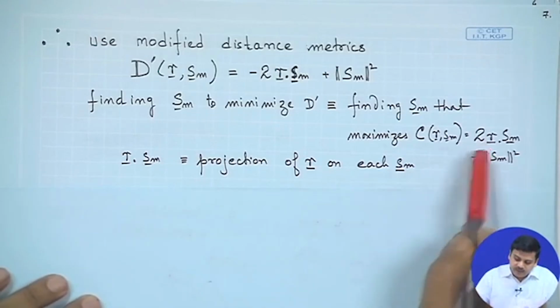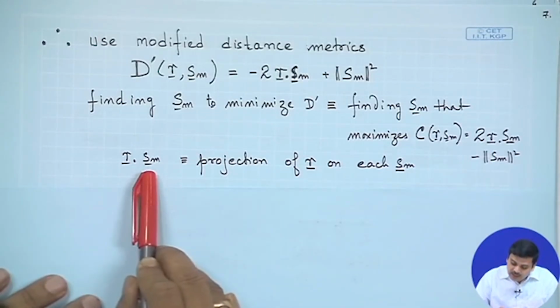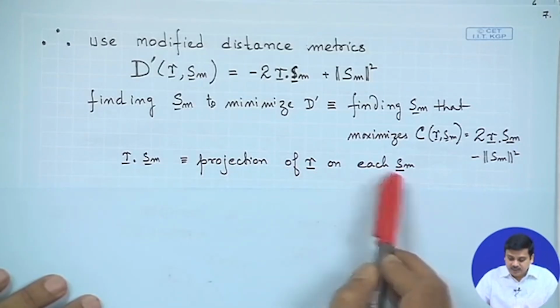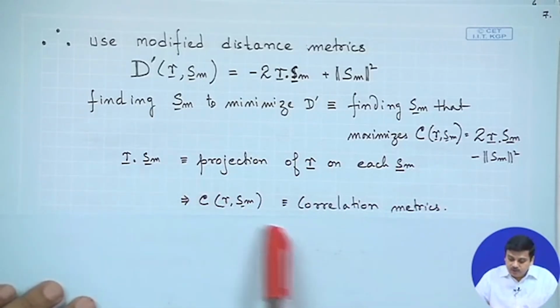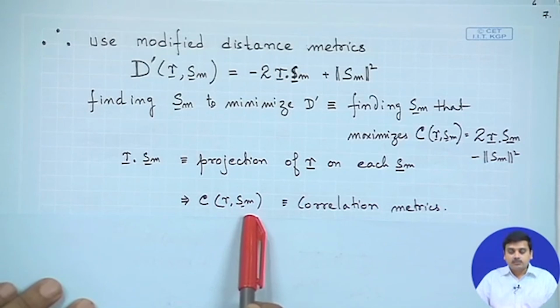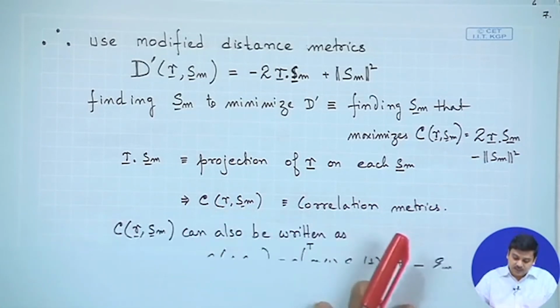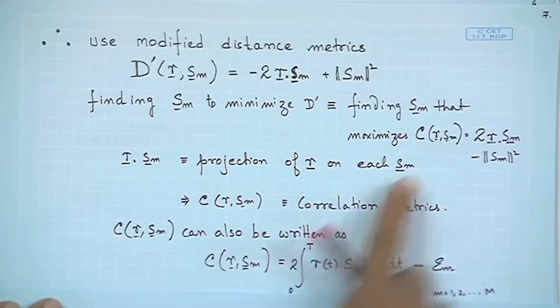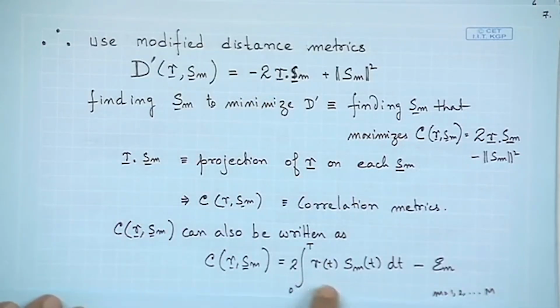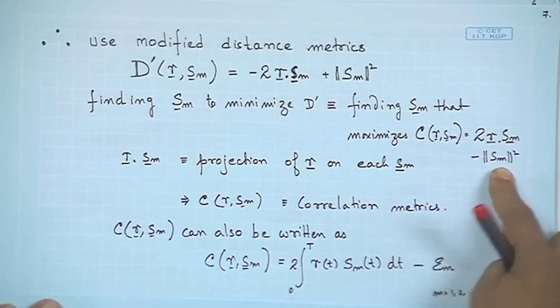Now, if we interpret this, there is a projection of r on Sm, that is, project r on each Sm. So, we have to try for different values of m, and hence r dot Sm can also be read as the correlation metric. Correlation of r on Sm we have to do over each Sm. So, the correlation metric in the signal notation form, which we call C over here, is 2 times the integral from 0 to capital T of r(t) times Sm(t) dt, that is the projection of r on this particular vector, take away Em, which is the energy of the signal, right.